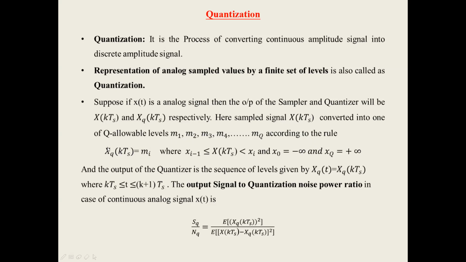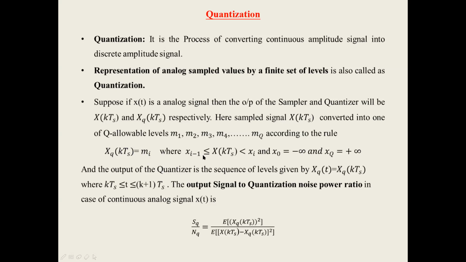So the quantization output is X_Q(kTs), which is equal to M_i, where i is the number of quantization levels. Here you can see i equal to 1, M1, that is the first quantization level. i equal to 2, M2, the second quantization level. 3, the third quantization level. i equal to 4, M4, the fourth quantization level. i equal to Q, MQ, that is the Q-th quantization level. So these quantized values are assigned to the output of the quantizer based on this rule.